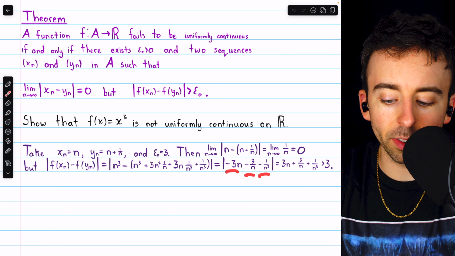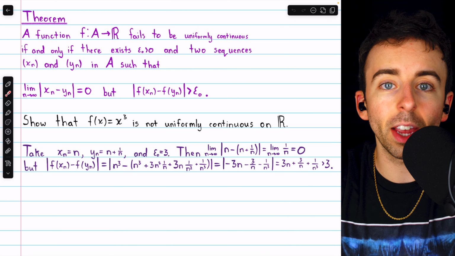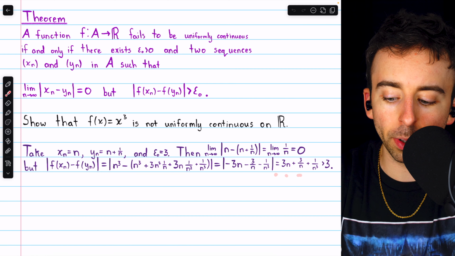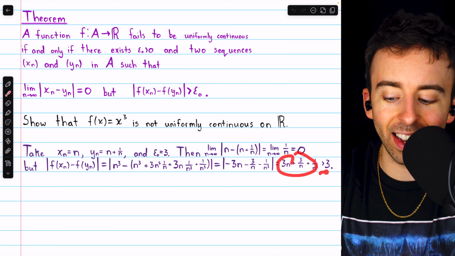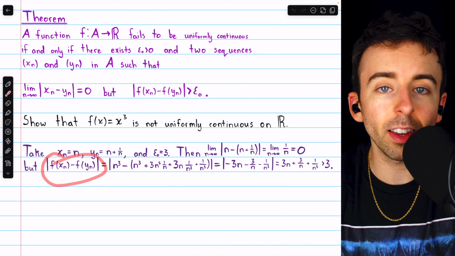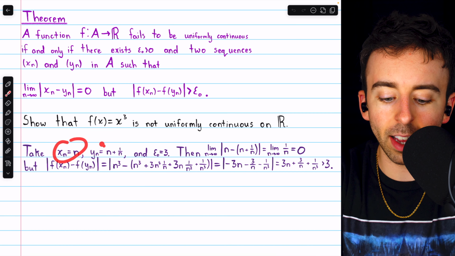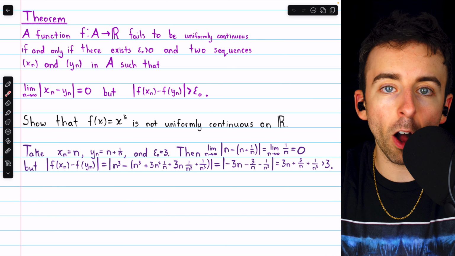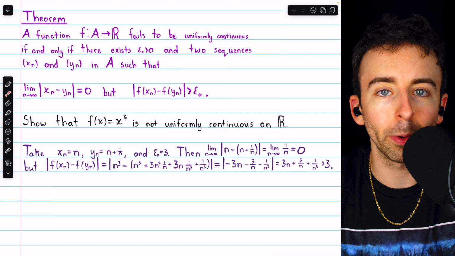Since all of these numbers have the same sign and they're in absolute value bars, we can just drop the bars and make everything positive, and so this is equal to 3n plus 3/n plus 1/n cubed. n is at least 1, so we know that this is at least 3. And remember, this is the distance between images of the terms of our sequences. So we've shown, even though x_n and y_n get arbitrarily close to each other, their images are always further than 3 apart. They certainly don't get arbitrarily close.